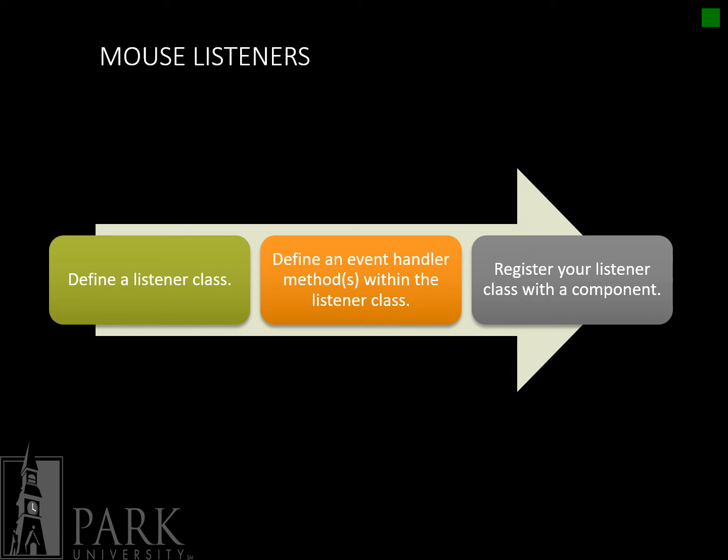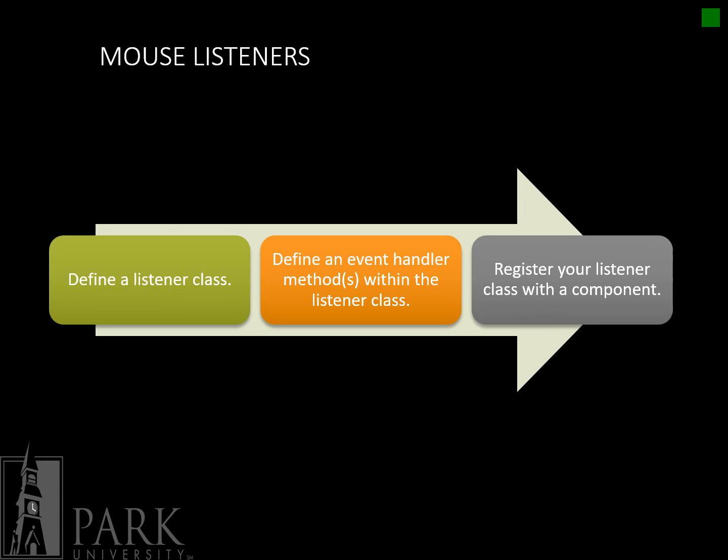So previously you learned about the most common listener, which was the action listener. And you should use the action listener for events where the user does something to a component, such as clicking a button or pressing enter in a text box. But for mouse dragging events, you'll need a mouse listener.